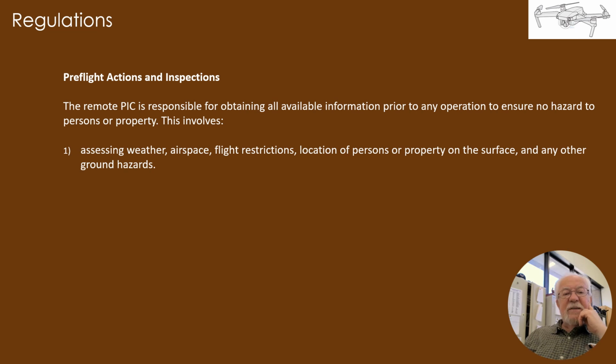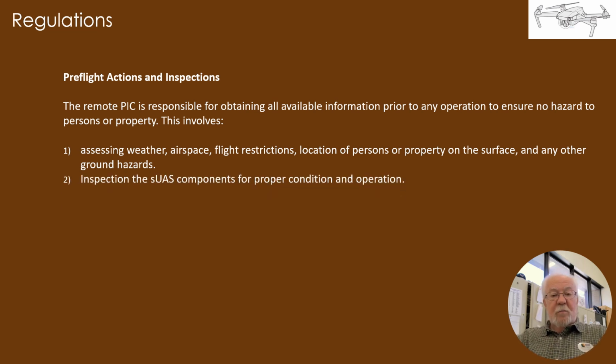Okay, pre-flight actions and inspections. The remote pilot in command is responsible for obtaining all available information prior to any operation to ensure that no hazard to person or property may occur. This involves a number of things according to the regulations. You've got to assess the weather, airspace, flight restrictions, location of persons or property on the ground, or any other ground hazards, right? So we've got to make sure that everything's cool in the area.